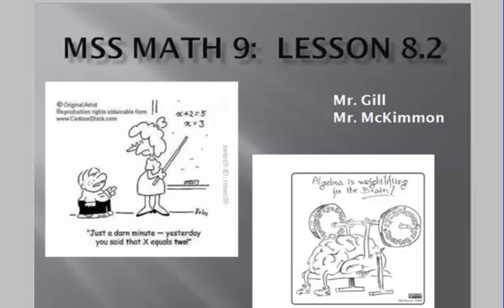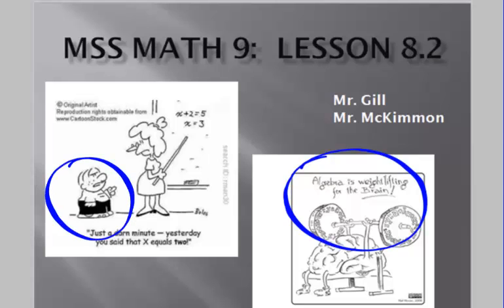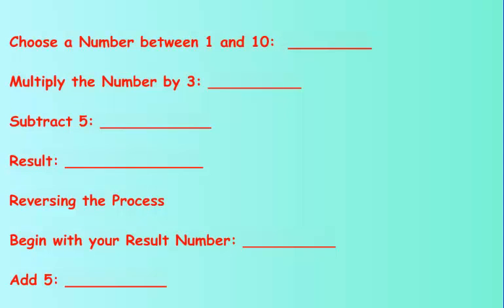So a couple of cartoons. I think we saw this one last time. Algebra is weightlifting for the brain. So always remember when we're doing this sort of work that this is really good in improving our brain power and it's building skills. The other thing here is, oh, look at our little student mathematician: "Just a darn minute. Yesterday you said that x was equal to 2." So remember, x is a variable, and because it's a variable, x can take on many different values depending on the equation. So let's go have a look at this first thing here.